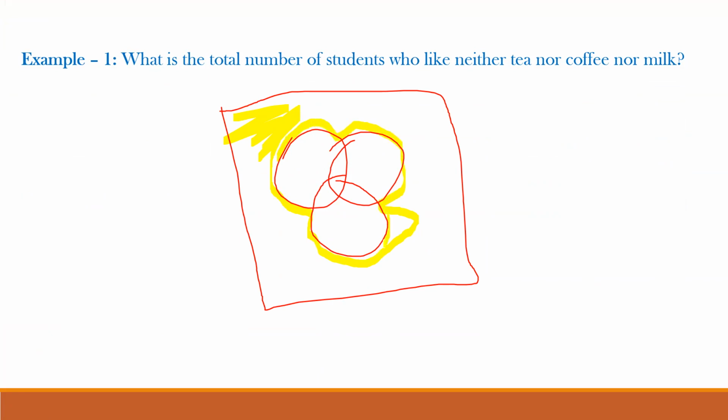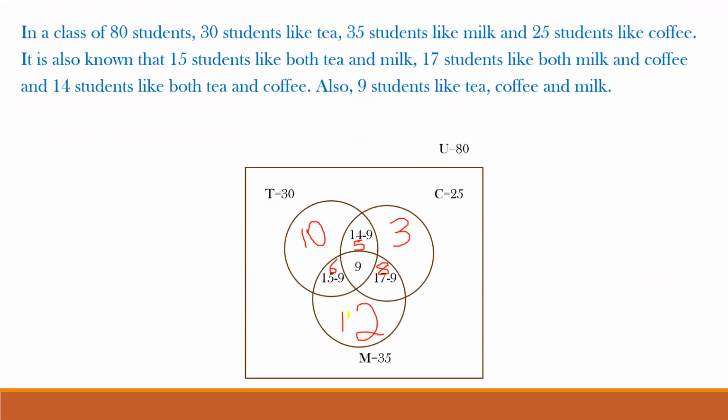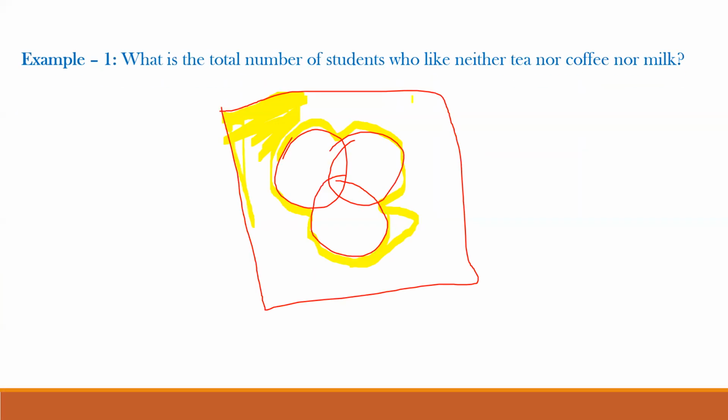Now, when the universal set is 80, and only tea is 10, coffee is 3 and milk is 12, after adding all three, can we subtract it from 80 so that we get the people who drink none of the three? Is that correct? Yes, your approach is correct. That is exactly how it's supposed to be.